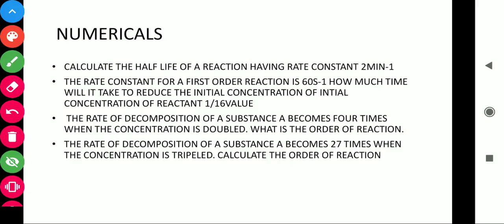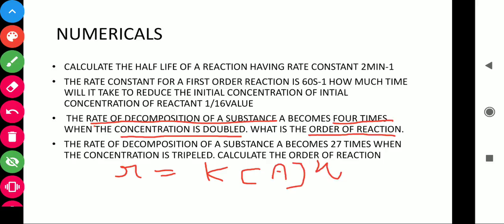Next question. The rate of decomposition of a substance becomes 4 times. Means the rate of reaction becomes 4 times if we double the concentration of the reactant. You have to find the order. First, the rate law equation: R is equal to K A to the power X, let's say A is the reactant. Because we do not know the order, we write X here. Now what does 4 times the rate become? It means 4R. When we double the concentration, it means K 2A, and the power will be the same X, because we still do not know what the order will be. We will divide these two equations.